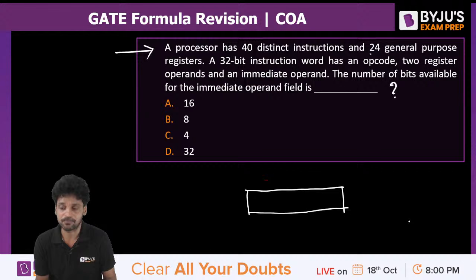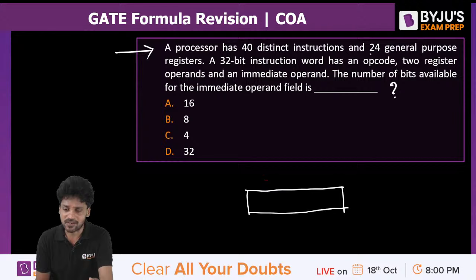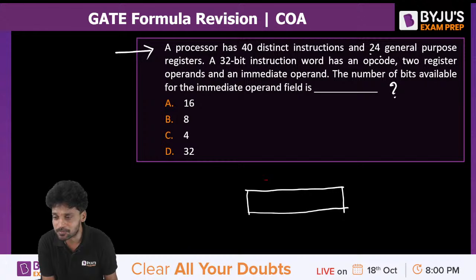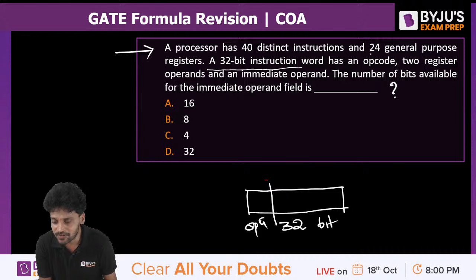How are we going to solve this? It is very similar to the way we solved the previous question. The processor has 40 distinct instructions and 24 general purpose registers. For a 32-bit instruction, the size of the instruction is equal to 32 bits. How many fields would we have? Obviously, every instruction would have an opcode field and the general registers. A 32-bit instruction word has an opcode followed by register 1, register 2, two register operands, and an immediate operand. There is one immediate operand.